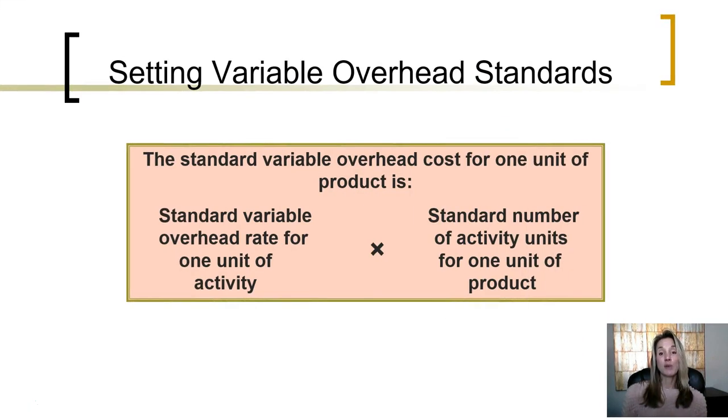Thus, the standard variable overhead cost to produce 1 unit of product would be the standard variable overhead rate for each unit of activity, and the standard number of activity units for our cost driver in producing 1 unit of product.